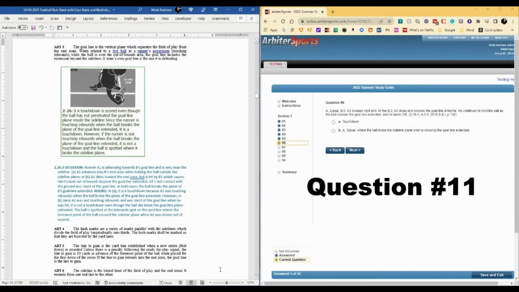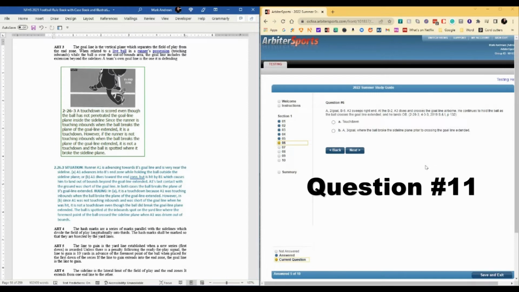All right, question number 6. A 2nd and goal at the B5. A3 sweeps around the right end. At the B2, A3 dives and crosses the goal line airborne. He continues to hold the ball as the ball crosses the goal line extended, and he lands out of bounds. Is this a touchdown, or is it A's ball, 3rd and goal, where the ball broke the sideline plane prior to crossing the goal line extended?